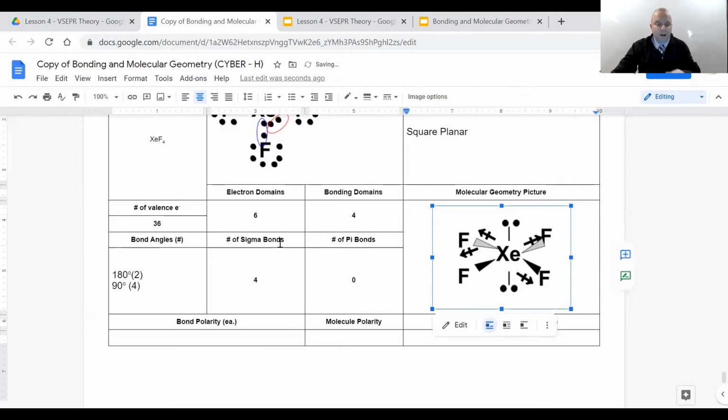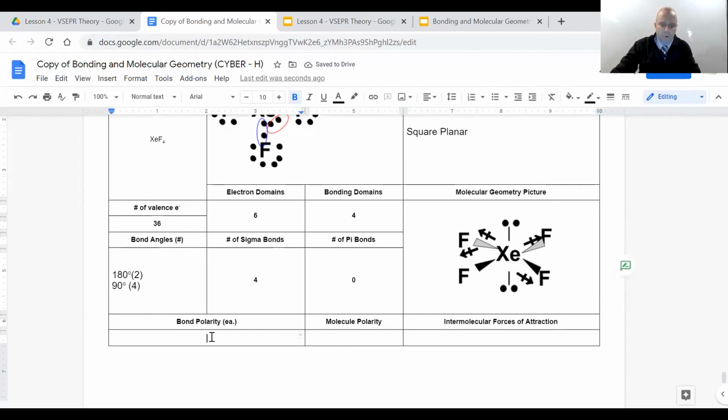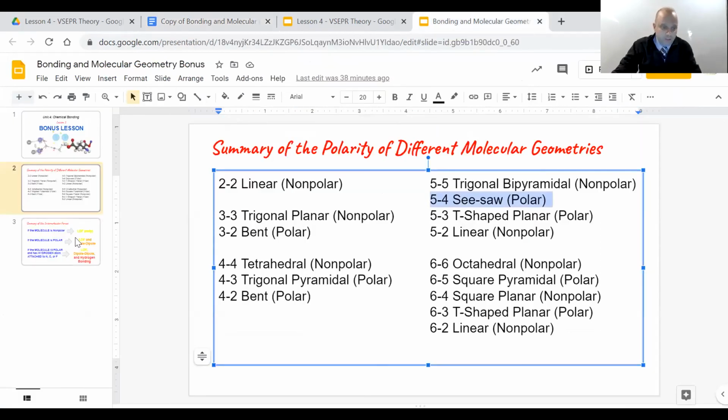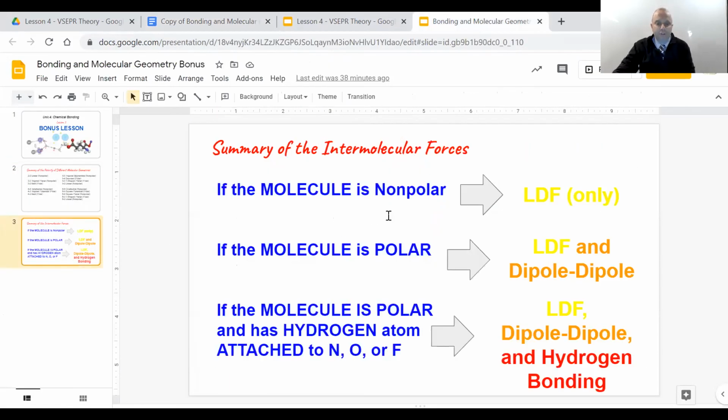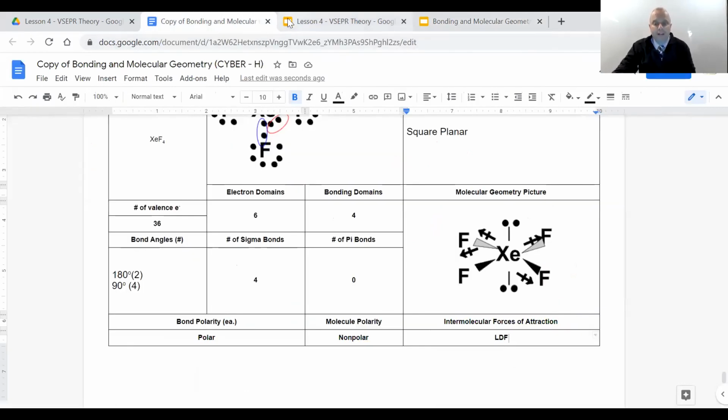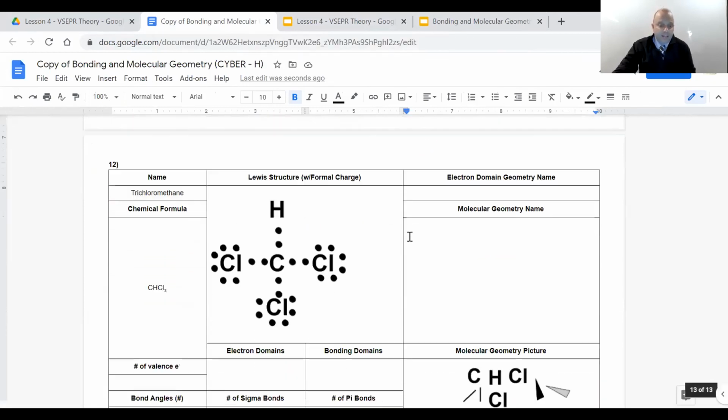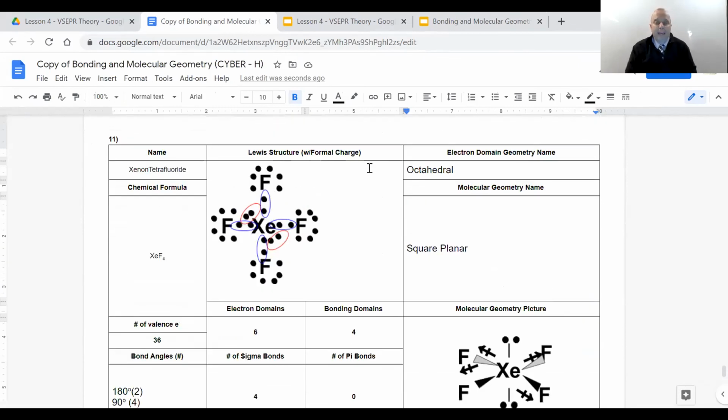So finishing this up, our bond polarity is going to be polar. Our molecule polarity, so let's take a look at our cheat sheet here. So we have a 6-4 where all of the things attached are the same. So that's going to end up being nonpolar. And then for something that's nonpolar, remember that LDF is the only possibility. So for nonpolar, LDF only. Again, I will make this available to you so that everyone has that. And that's it. This last example, as I mentioned already, it's not done here, but it is done on an earlier video. And I'll post the answer keys to all of this so that you can see it all.